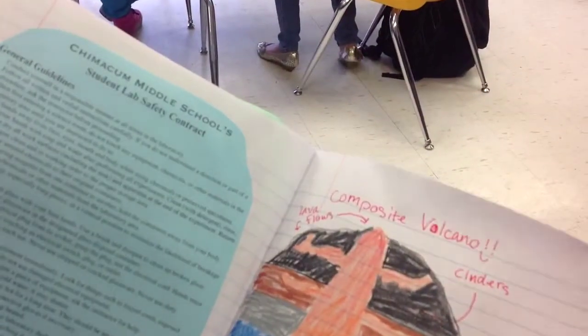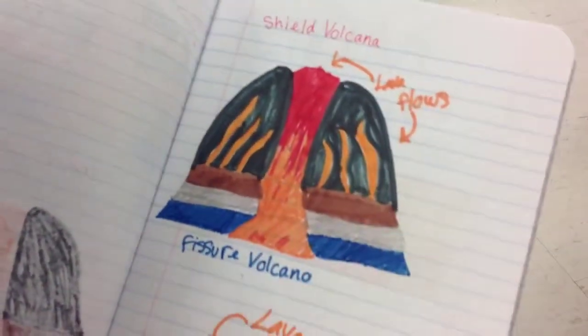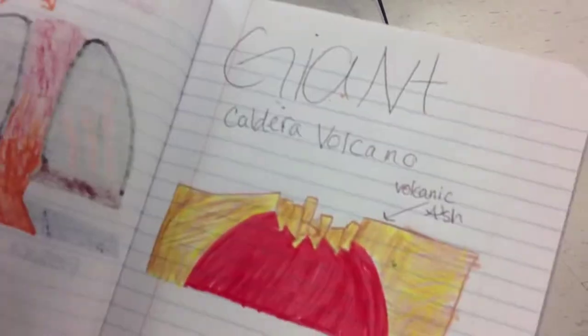Those two, and the labels are correct. Very nice. Alright, so where are your descriptions? You have to describe each volcano's shape and size and how it's formed.